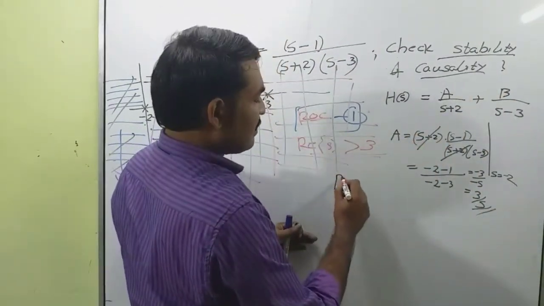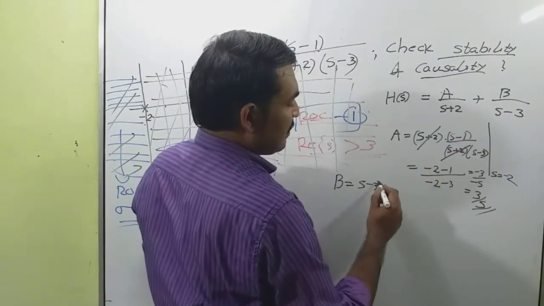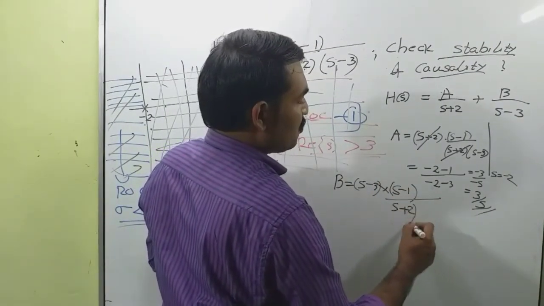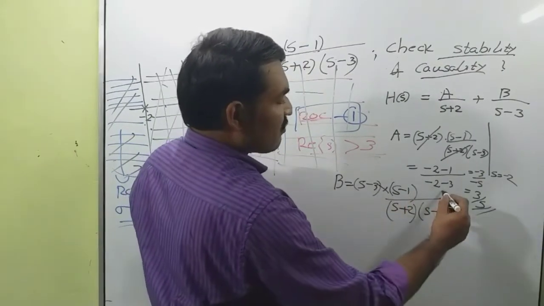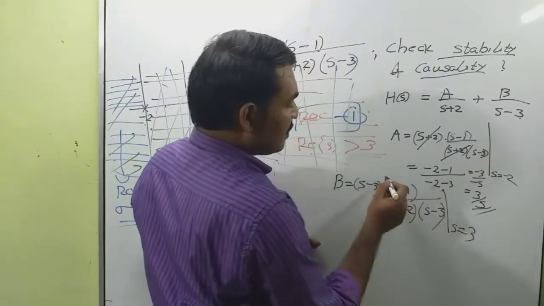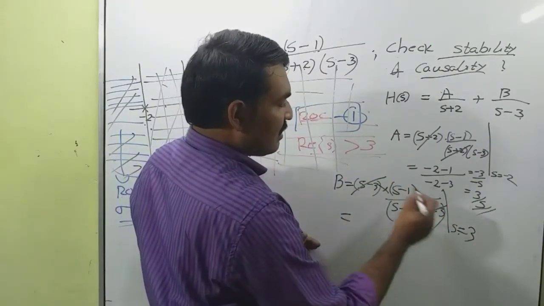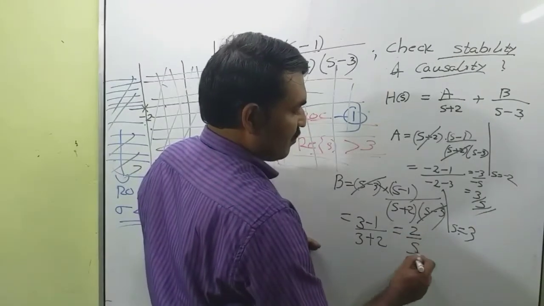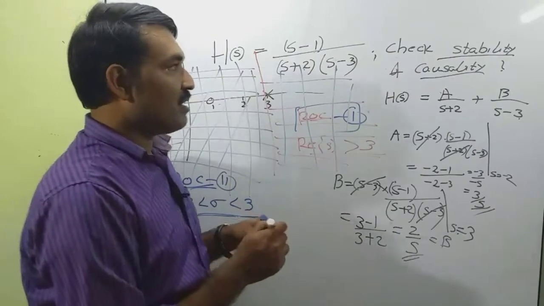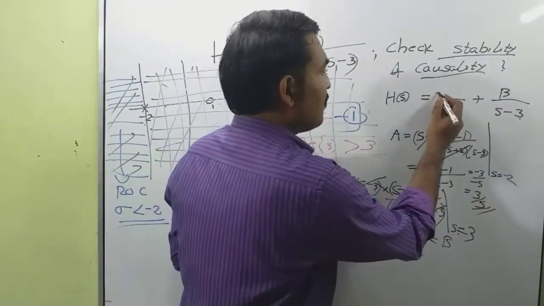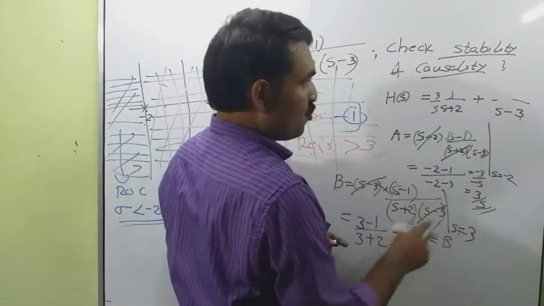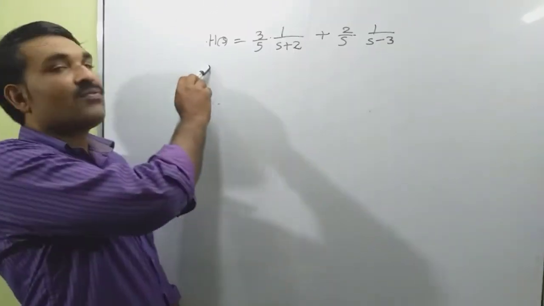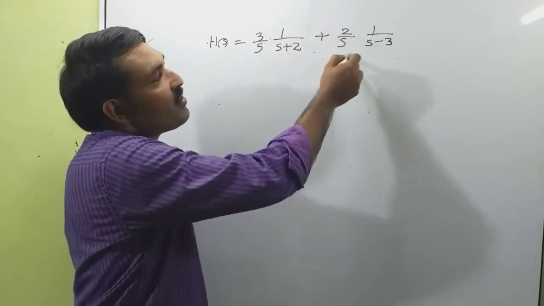Now the value of B is (s − 3) times the function, (s − 1)/((s + 2)(s − 3)), evaluated at s = 3. The (s − 3) terms cancel, and putting s = 3 in the remaining terms gives (3 − 1)/(3 + 2) = 2/5. So the value of B is 2/5. So H(s) = 3/5 × 1/(s + 2) + 2/5 × 1/(s − 3). Now take the inverse Laplace transform.